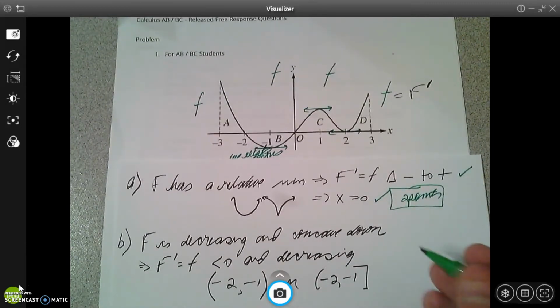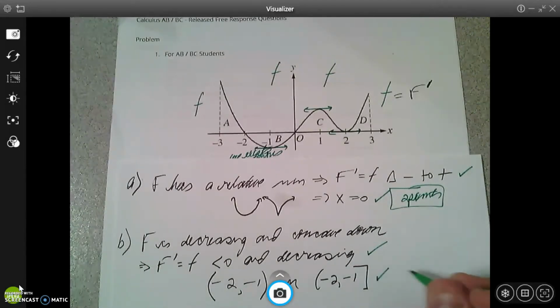In terms of awarding of points, 1 point for this connection, again, that between the behavior of big F and the behavior of little f, 1 point for identifying the interval, for a grand total of 2 points. Let's keep going.